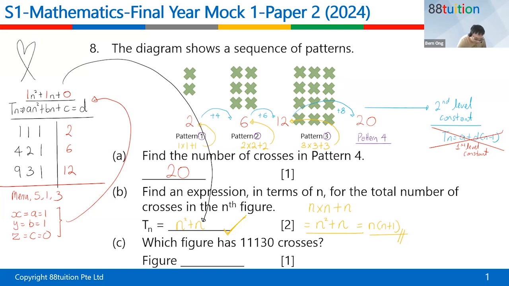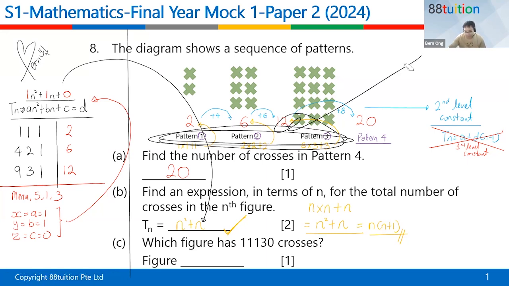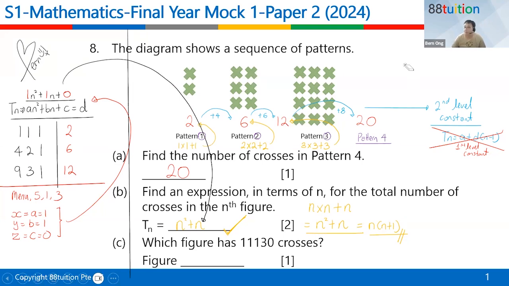So this is Burns method, remember or not? If you remember the number, you can use it. But if you cannot remember the number, can you please at least guess and check a little bit? You try to link up the pattern number with the answer. Understand or not? Because if you can do this, which figure has 1, 1, 1, 3, 0 crosses? This is like the answer. You're supposed to look for the figure number. So n squared plus n must give you the 1, 1, 1, 3, 0.